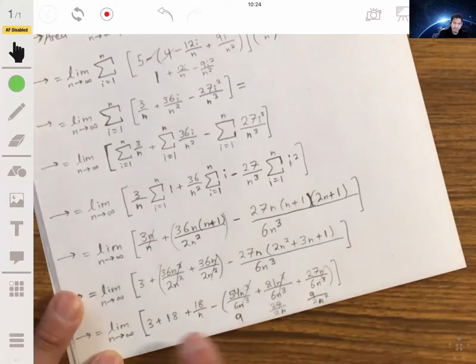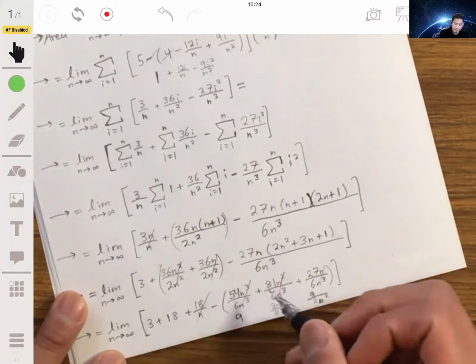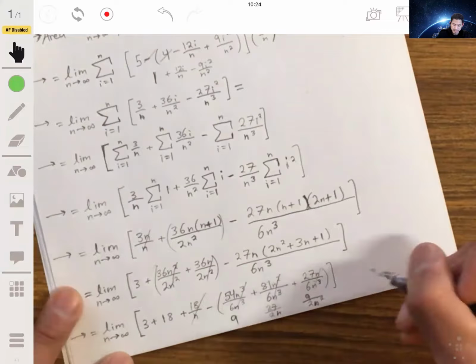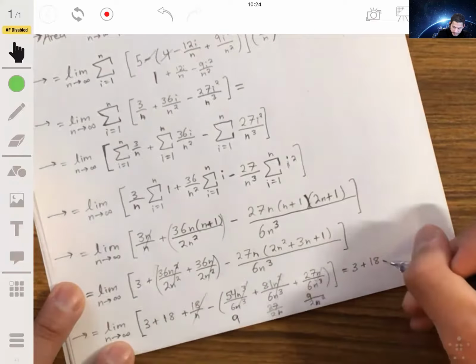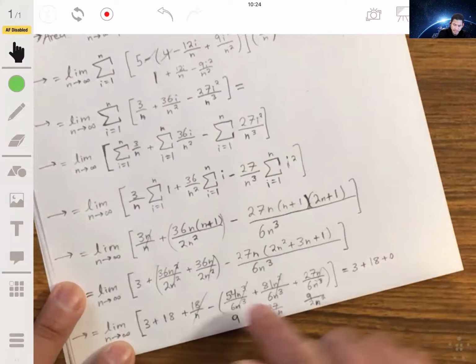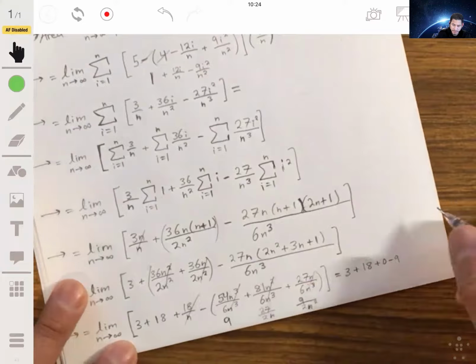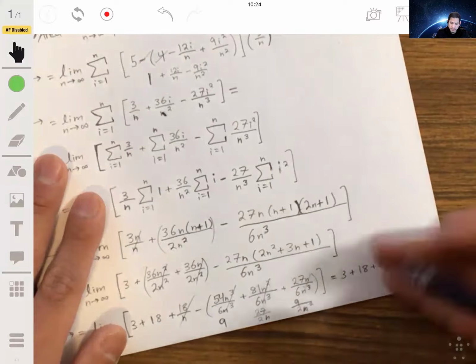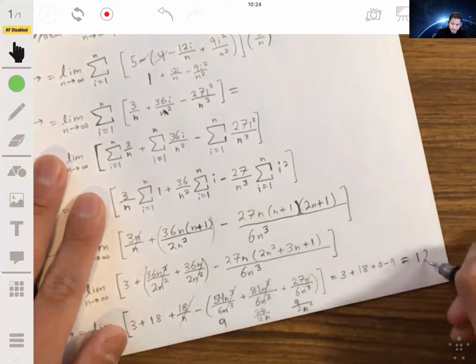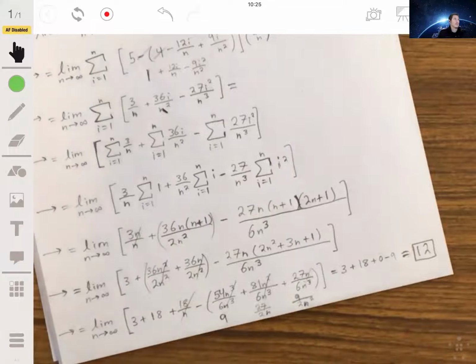But in either case, these don't matter, because as you go to infinity, this goes to 0, and this goes to 0, and that goes to 0. So essentially, it's going to be 3 plus 18 plus a 0, minus a 9, minus a 0, minus a 0. So you don't have anything else. So it's just 21 minus 9, and you will get 12. And there you go.